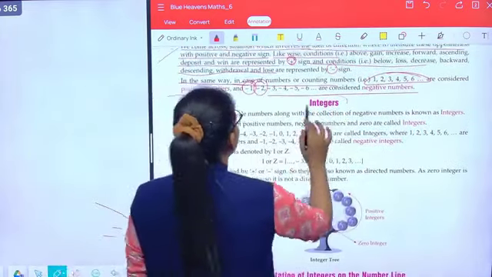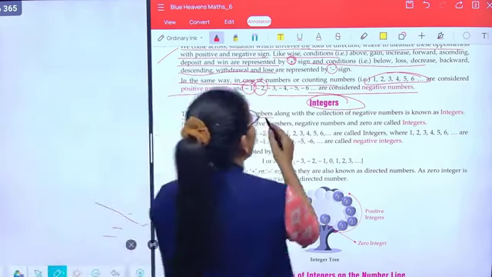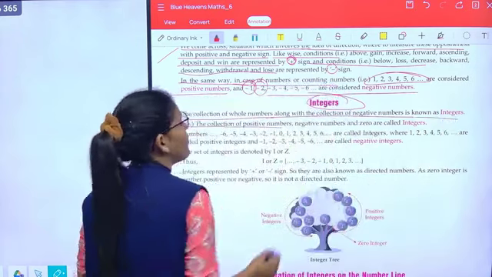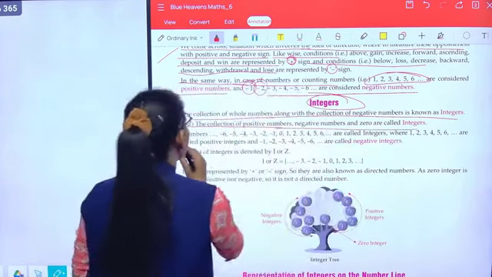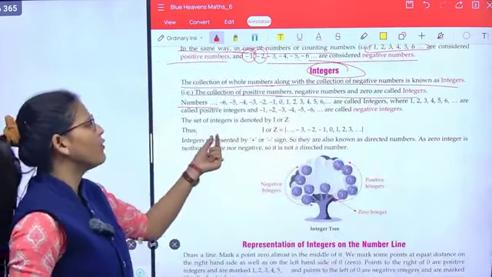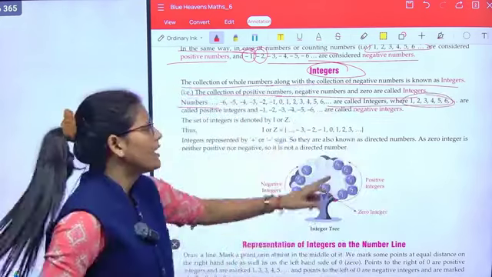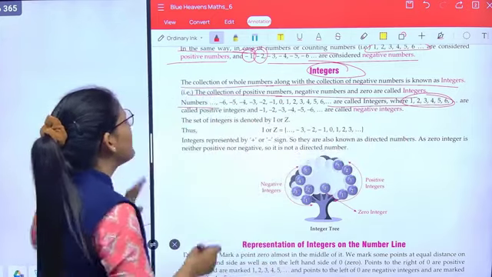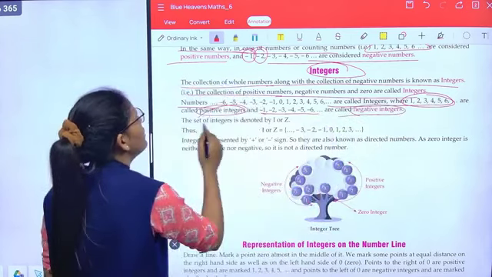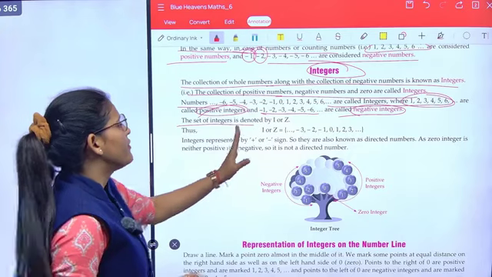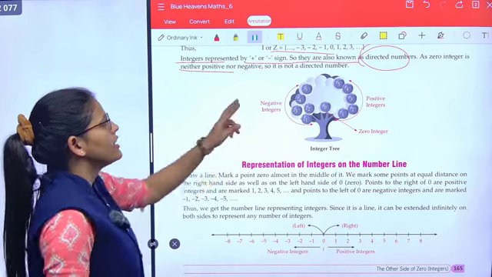Now class, integers: the collection of whole numbers along with the collection of negative numbers is known as integers. The collection of positive numbers, negative numbers and 0 are called integers. Now class, numbers -6, -5, -4, -3, -2, -1, 0, 1, 2, 3, 4 and so on are called integers, where plus 1, 2, 3, 4, 5, 6 are our positive integers and those with a minus sign in front are our negative integers. Now the set of integers is denoted by Z. You can see here it is represented by positive or negative signs.